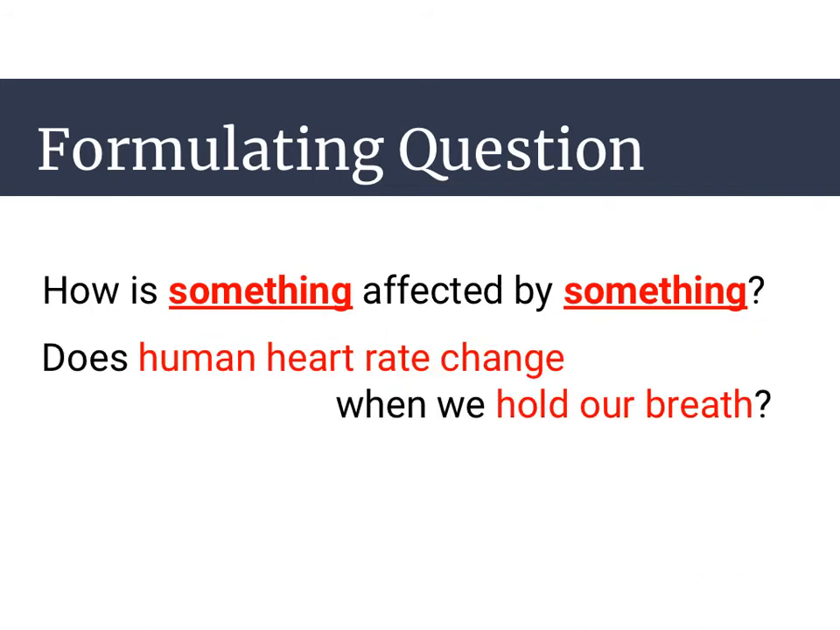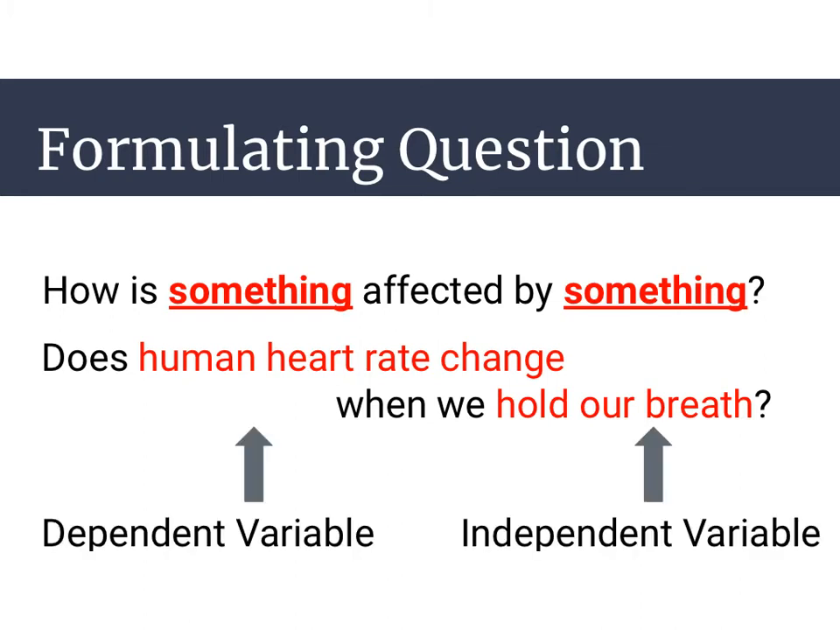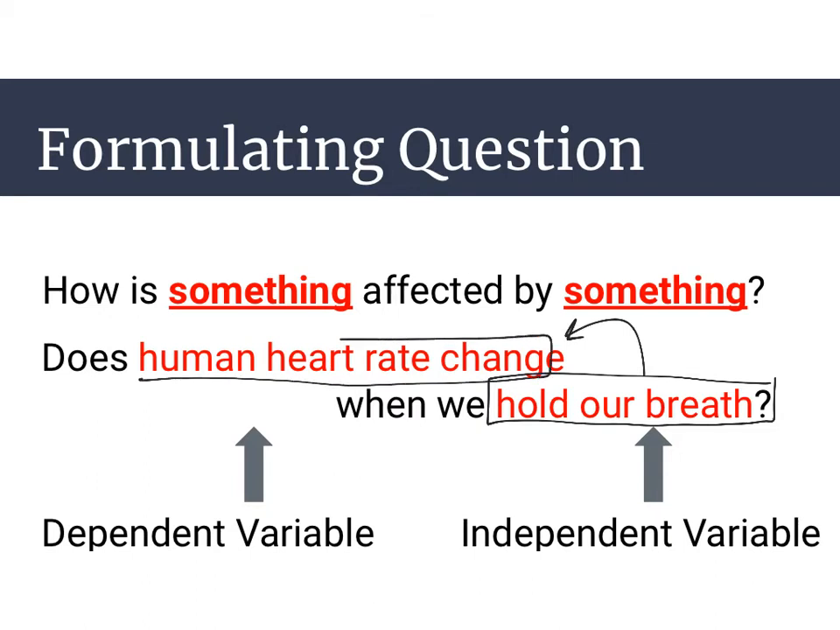All right, so let's try it again. How does human heart rate change when we hold our breath? Go ahead and identify independent and dependent variable. Pause the video. You will find that our independent variable is going to be holding our breath, and that is going to have an effect on our dependent variable, the heart rate. Does the heart rate change when we hold our breath? Breath is a standalone, or I guess the intake of oxygen then. When we have zero intake of oxygen, maybe it will have an effect on our heart rate. We're not really sure how it will, but perhaps it would.